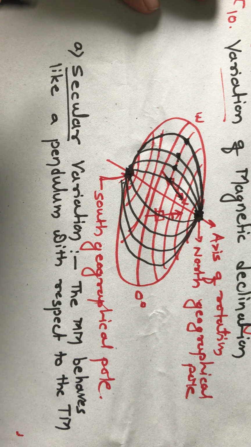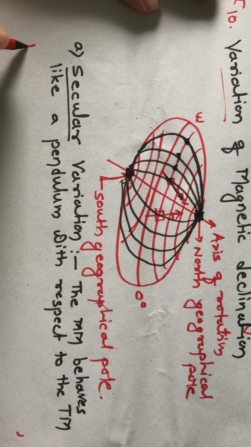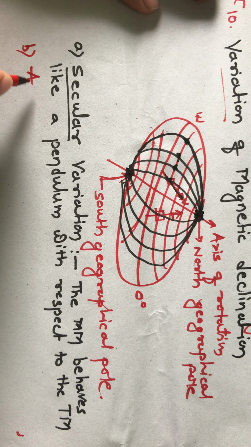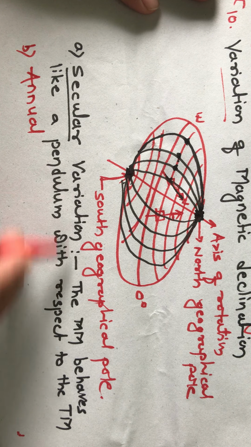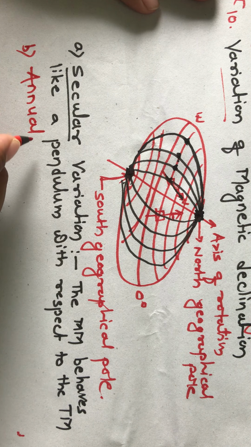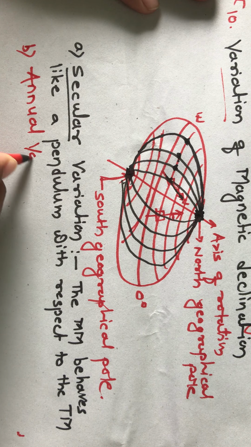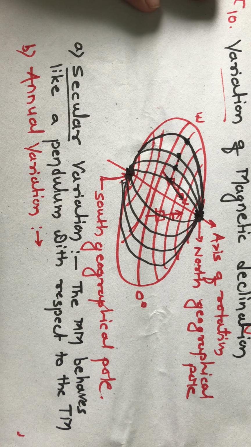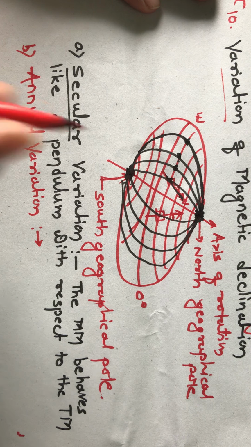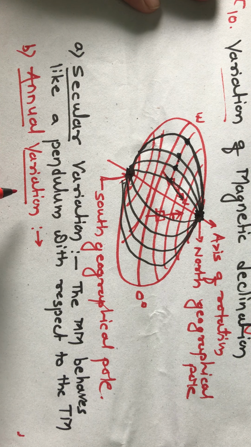Now the next one, annual. This is a very small angle, in addition to the secular variation. What is annual variation? The magnetic declination varies due to the rotation of the earth with its axis inclined in an elliptical path around the sun during the year. So why will this annual variation be there?